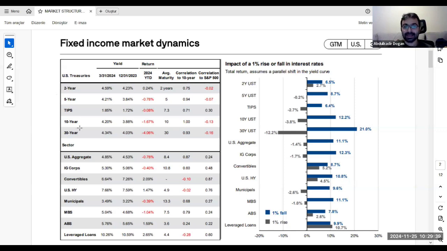Okay, and here we have some sectors like the US aggregate, investment grade corporation, convertibles, United States high yield bonds, municipals, mortgage-backed securities, and asset-backed securities. These mortgage-backed securities and asset-backed securities in the market are coming from the COVID-19 crisis or global financial crisis and those types of volatility in the market. For that reason, we can easily understand that.